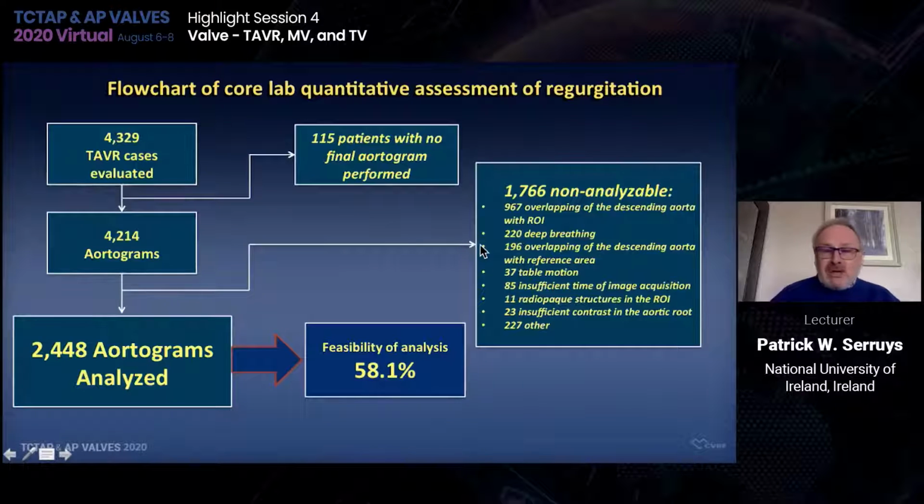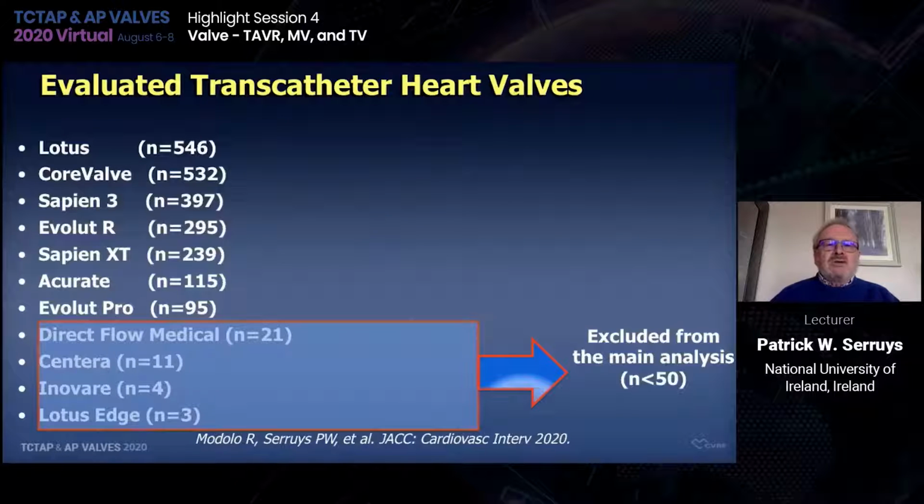Today, in prospective series or in our first randomized trial, the acquisition is available in between 95 and 98%. So this is what we have evaluated: a lot of Lotus, CoreValve, SAPIEN 3, Evolut R, SAPIEN XT, Accurate, Evolut Pro. We eliminated these few cases. We were below 50 cases for Direct Flow Medical, Centera, Inovare, and Lotus Edge, although we now have a large series of Lotus Edge, but not yet analyzed.